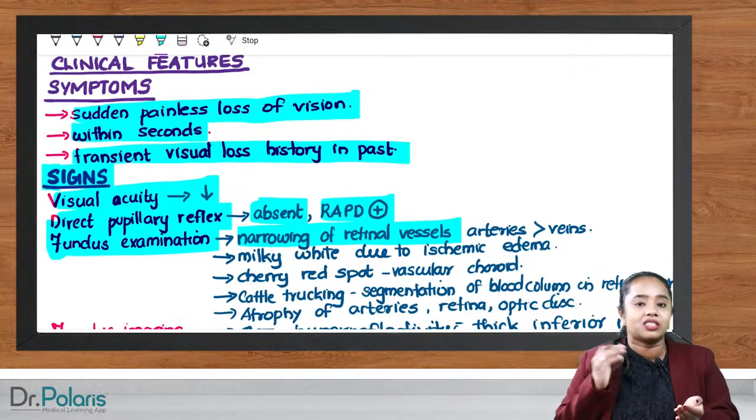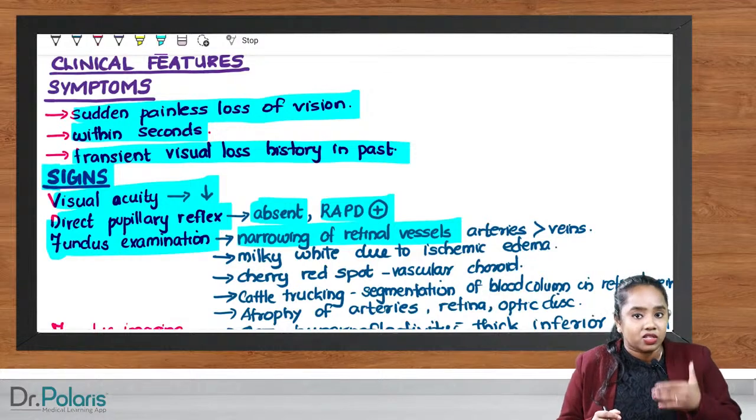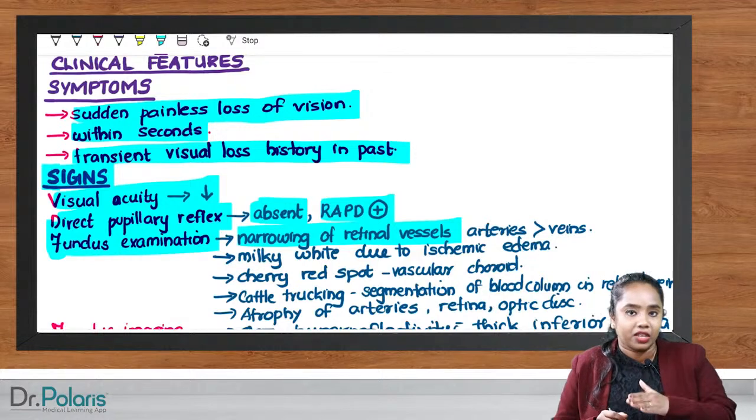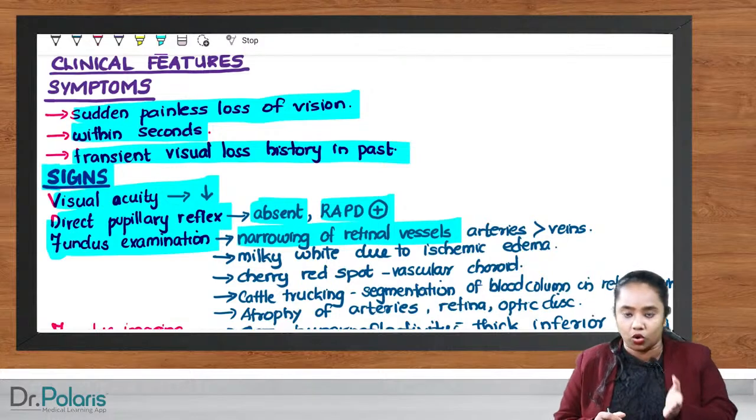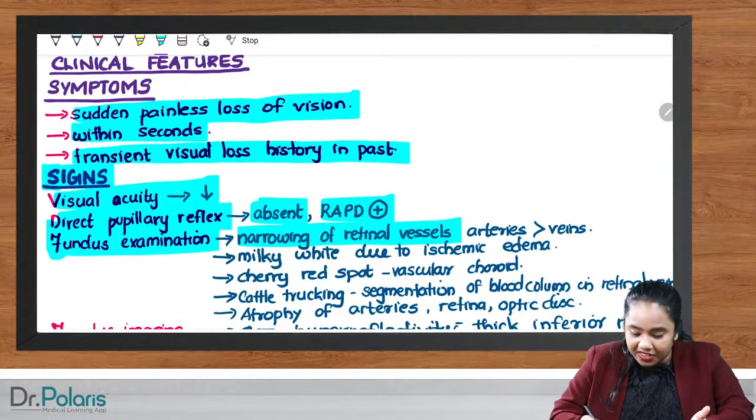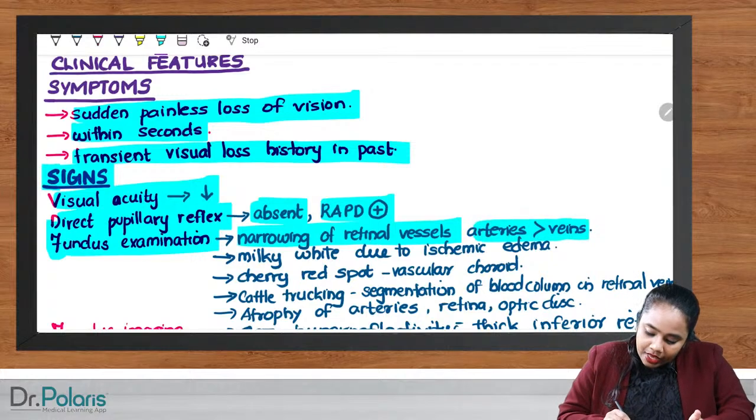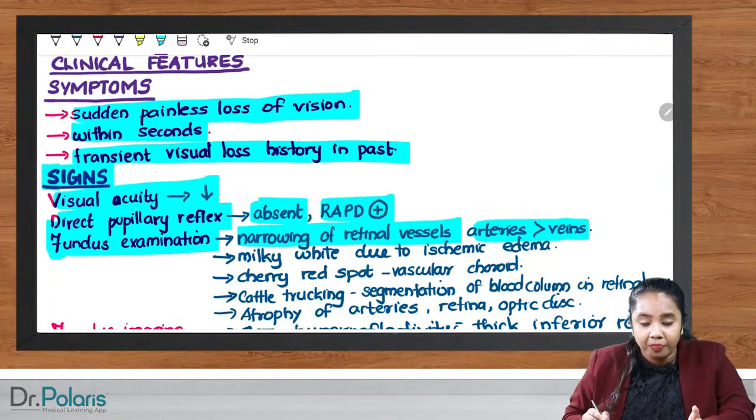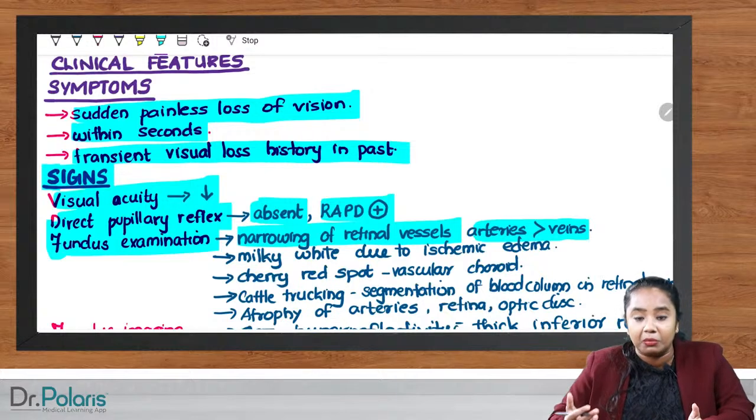Now, if you see the arteries and veins, the narrowing of the arteries is much more than that of the veins, because it is a central retinal artery occlusion. So, narrowing of the retinal vessels where arteries are more narrowed than veins. The next thing is there is ischemia, and following ischemia there will be edema.